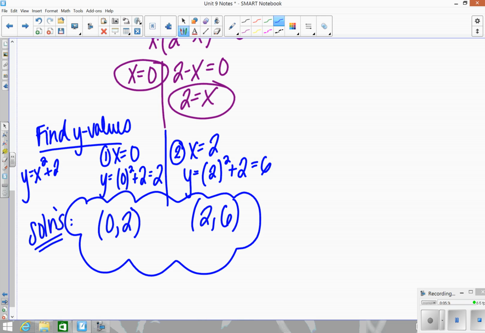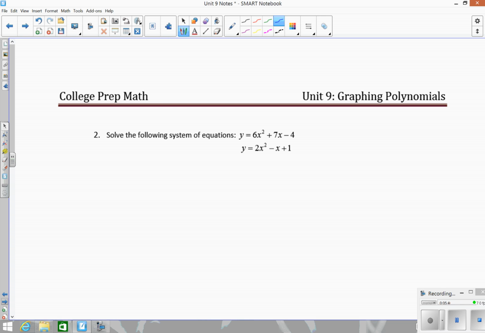So let's look at one more example of solving a system algebraically. For this example, I have two quadratic equations, but remember, it doesn't really matter the type of polynomial you have. It's going to be the same process. So you're going to get one equation equal to y. In this case, they're both equal to y. And then I take that equation and I plug it in for y in the second equation.